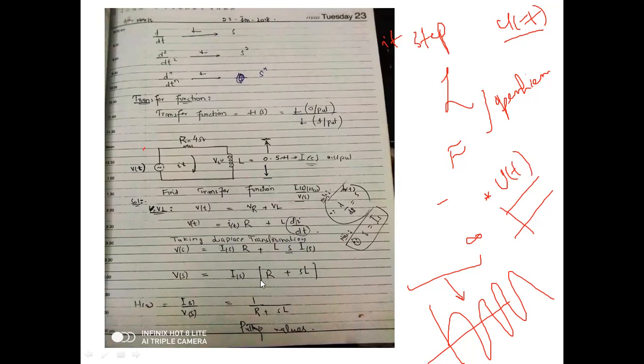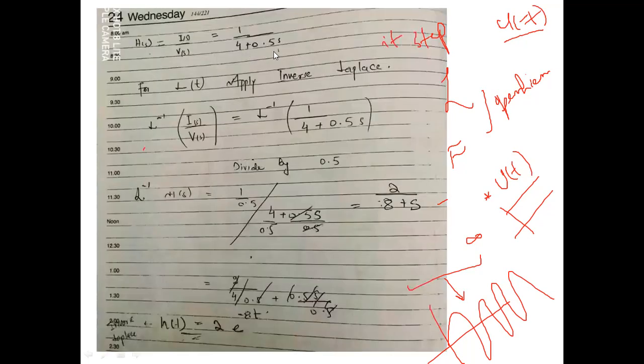Now as we need I over V, by cross multiplication we will get, first of all, dividing by I on both sides, and then taking the inverse. After the inversion we will get I over V is equal to 1 over R plus sL. Putting the values, R is 4 and L is 0.5. Okay, now if you want to get h of t, means in time domain, you have to apply the inverse Laplace. Inverse Laplace of 1 over 4 plus 0.5 s.